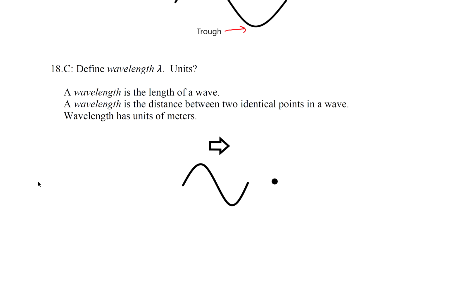Question 18. Define wavelength, lambda, units. A wavelength is the length of a wave. It's the distance between two identical points in a wave. Like the distance from crest to crest or trough to trough. Wavelength has units of meters.